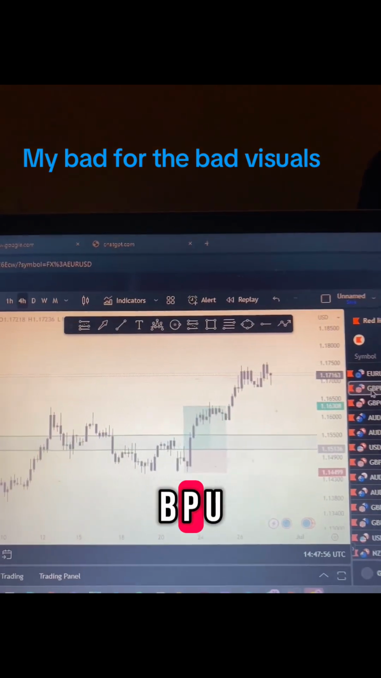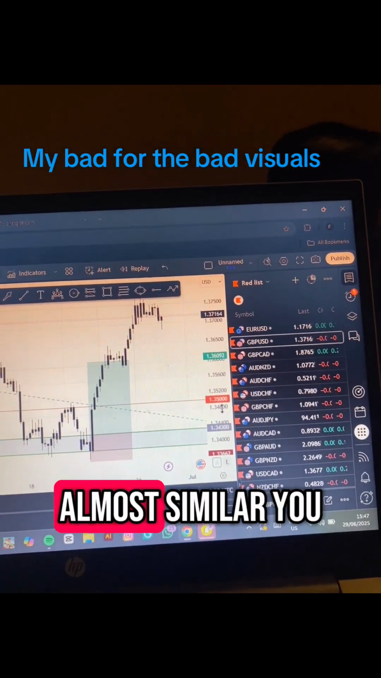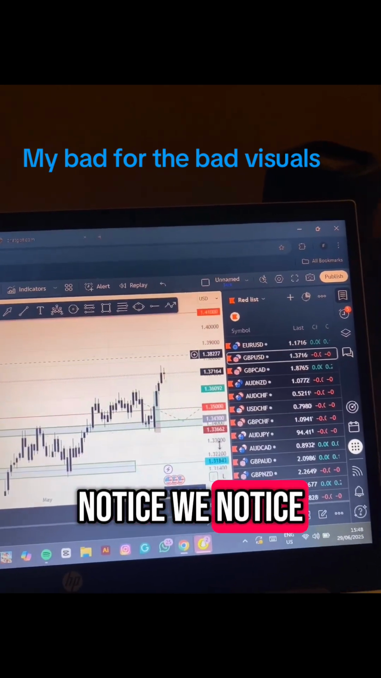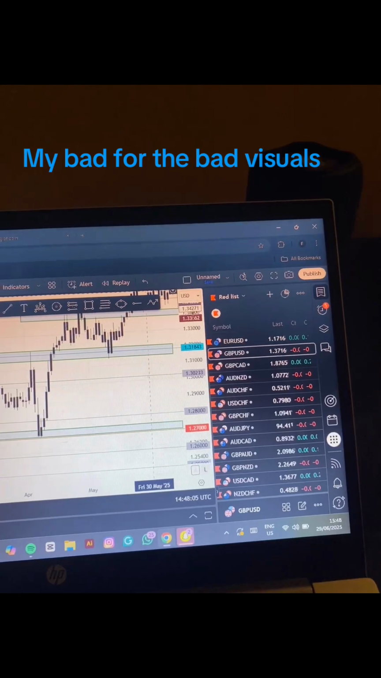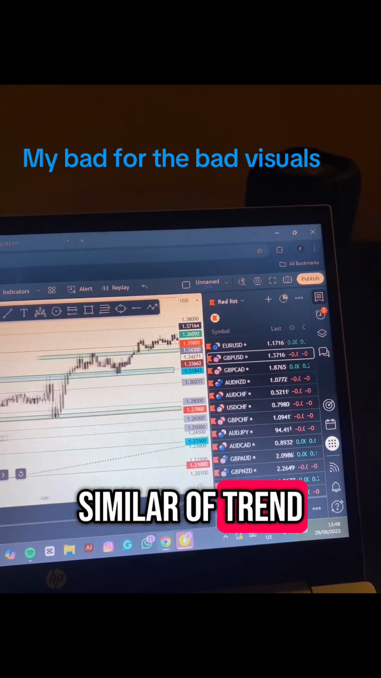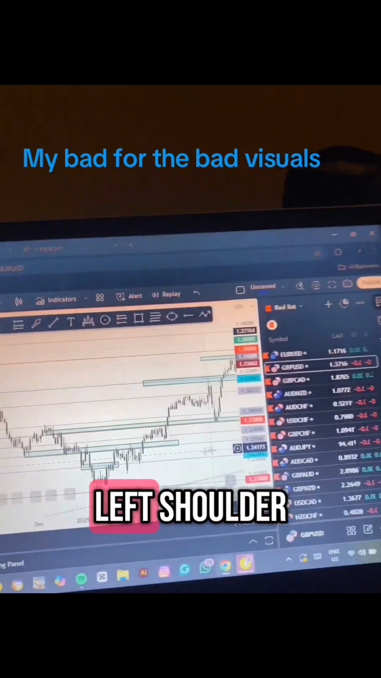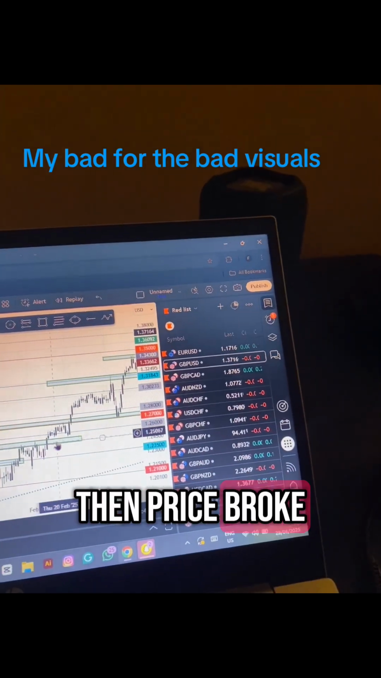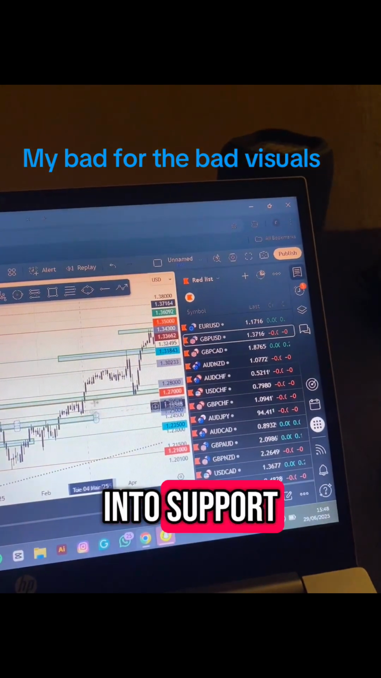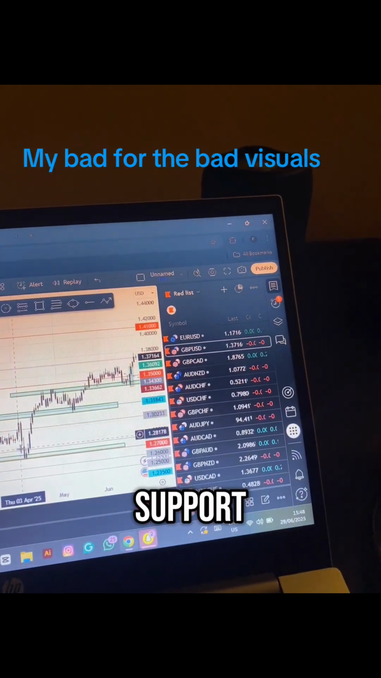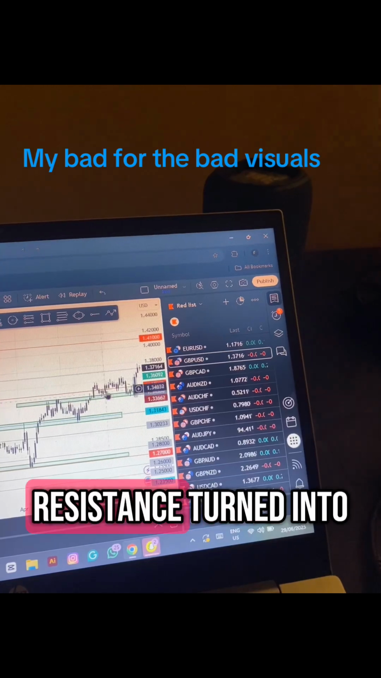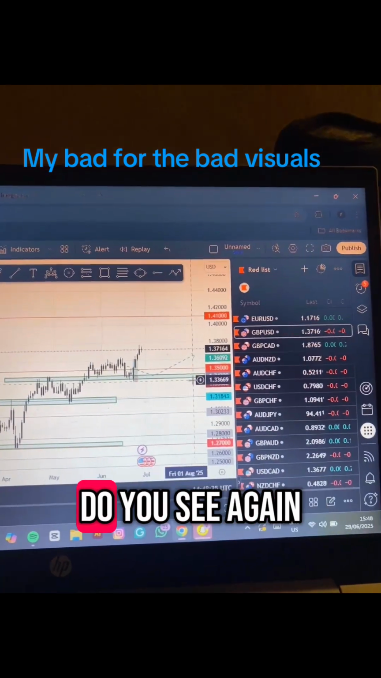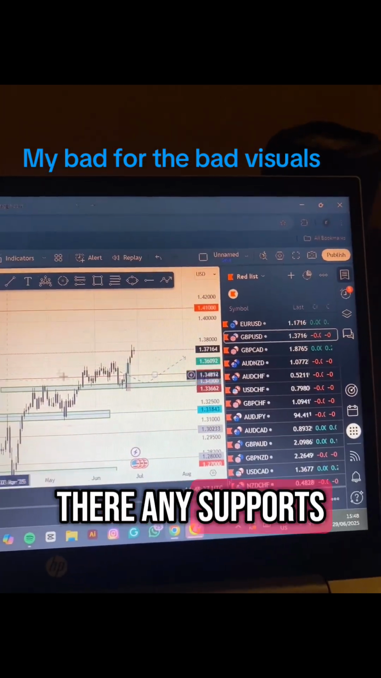Then on GBP/USD, what do you see? Almost similar. From the daily time frame, we notice a similar uptrend. You see the head and shoulders pattern. You see the left shoulder, head, right shoulder. Then price broke, resistance turning to support, resistance turning to support, resistance turning into support. What do you see again? You see resistance turning to support around this area.